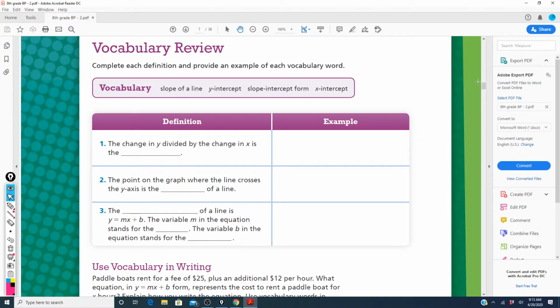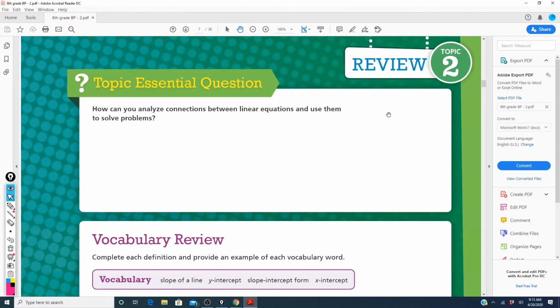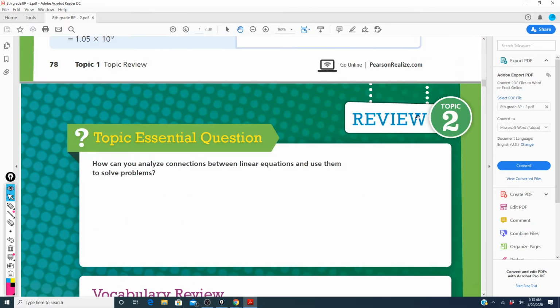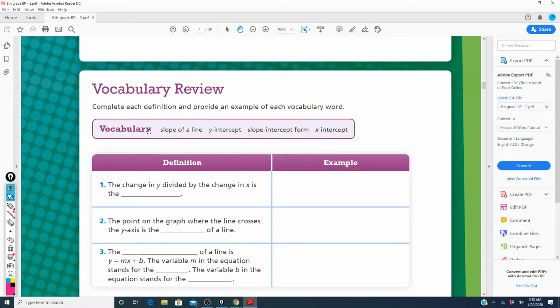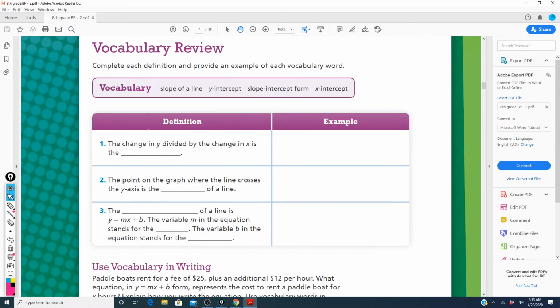Let me get myself opened up as well. So let's do a little vocab review here. I am on the front part. This is topic 2. I want to go straight into vocab because this is going to help as we continue going through this.